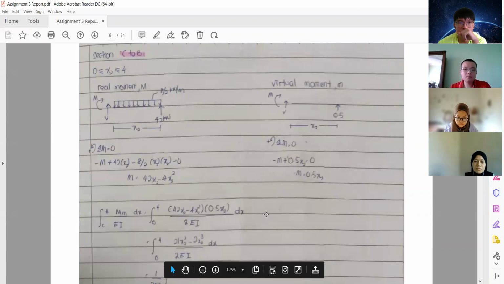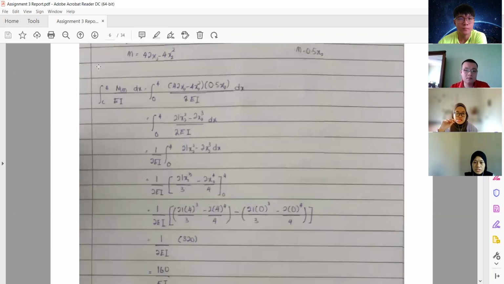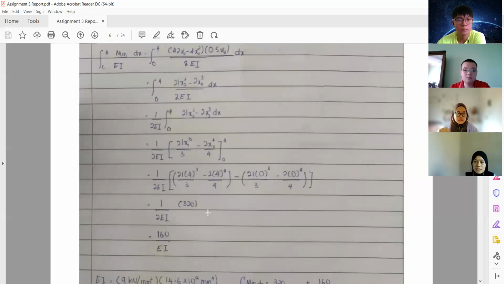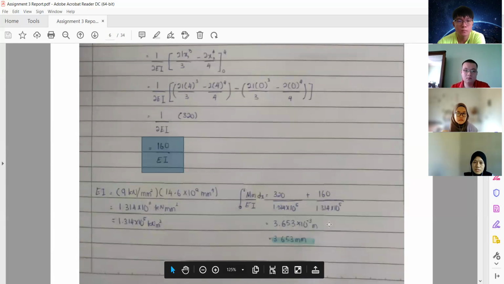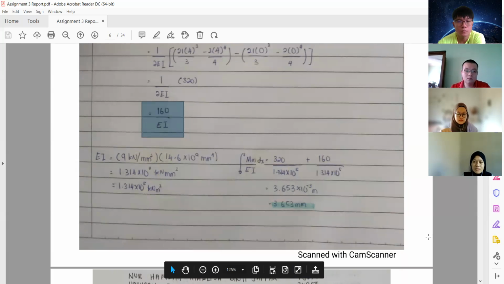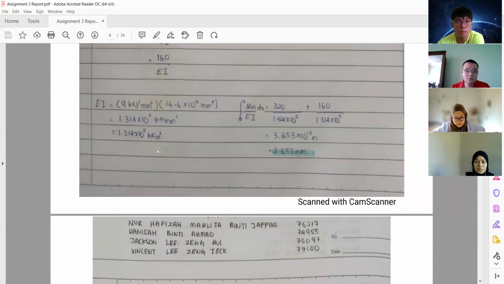Then we move on to section C to B. We use the same method: first we find the real moment, and then we find the virtual moment, and we substitute again into the equation. The deflection for section C to B is 160 over EI. Then we substitute the EI value, which is given.